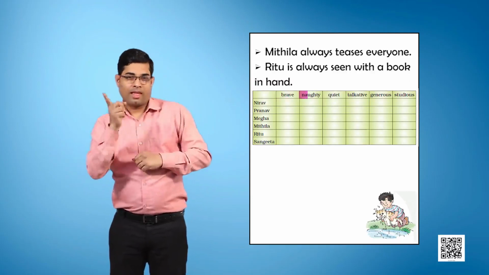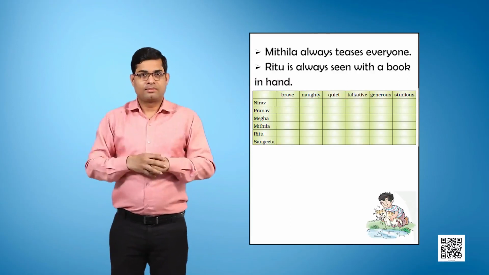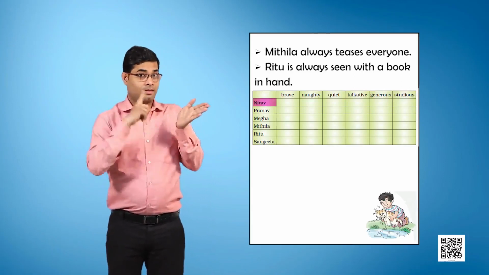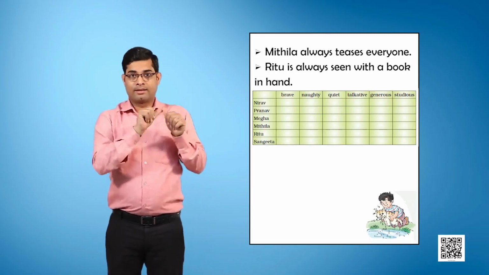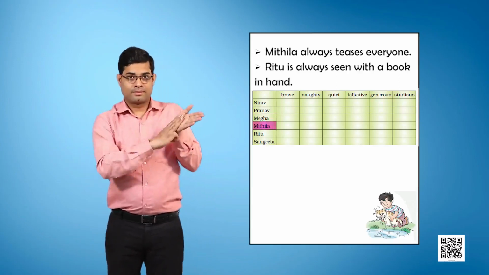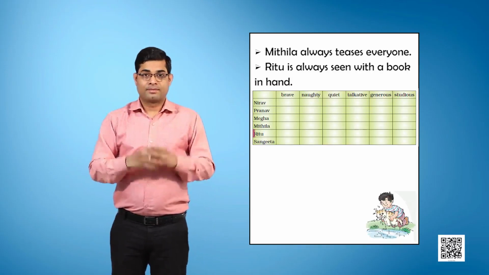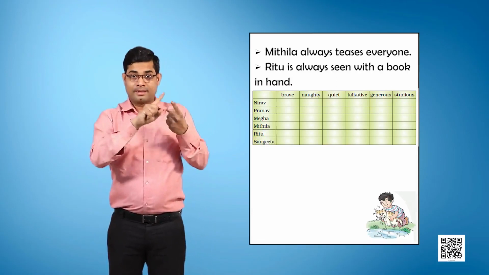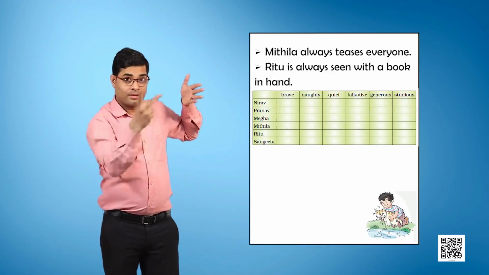Brave, naughty, quiet, talkative, generous, studious. Nirav, Pranav, Megha, Mithila, Ritu, Sangeeta. Write your answer in the grid provided.